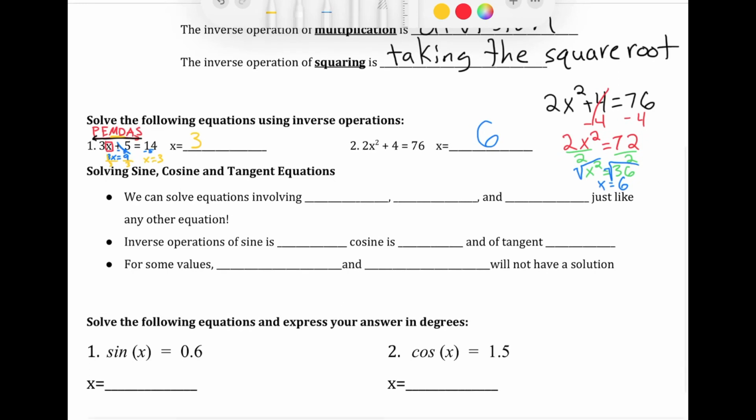So, solving sine, cosine, and tangent equations. We can solve equations involving sine, cosine, and tangent just like any other equation. The inverse operation of sine is inverse sine. It has that little -1 in the exponent. Cosine's inverse operation is inverse cosine. And tangent's is inverse tangent.